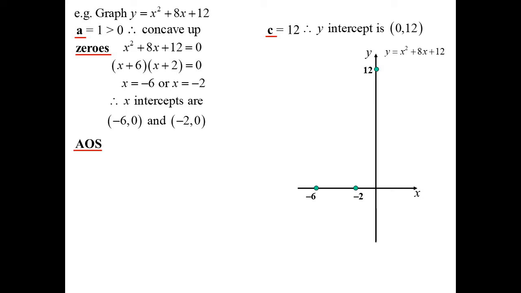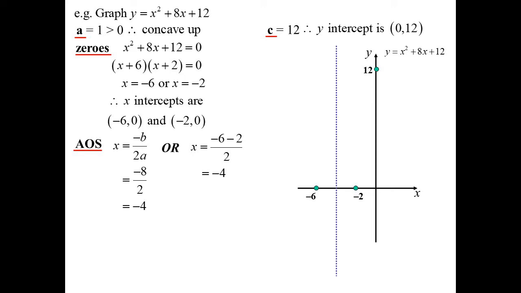The axis of symmetry. Well, as I say, you can do it one of two ways now. I could use the formula, minus b on 2a. That gives me -4. Or I could just average those two x-intercepts that I just found. Again, we get the answer -4. However you choose to do it.